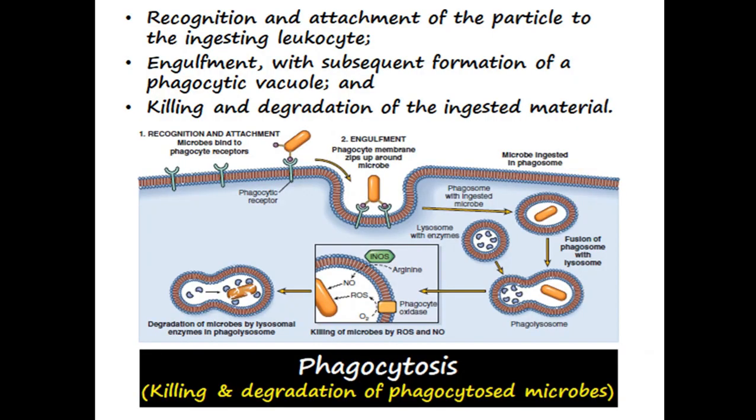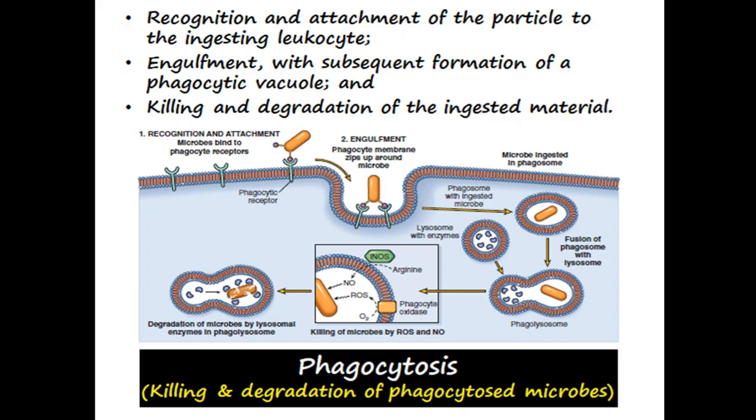Now, what is phagocytosis? In phagocytosis, as I told you, the first step is the recognition and then attachment of the particle to the leukocyte. Here, number one, you can see there is recognition and attachment of the microbe that binds to the phagocyte receptor in a vacuole, in a small vesicle, which is known as the phagosome.